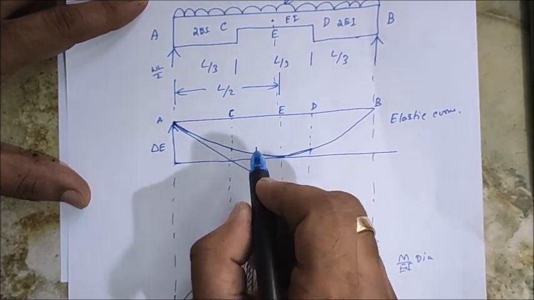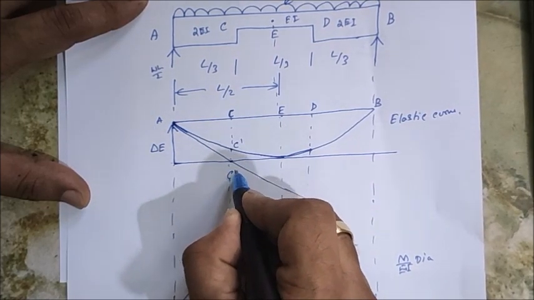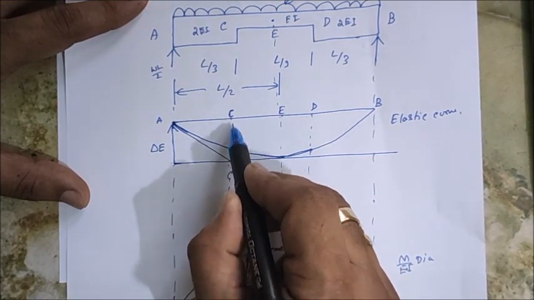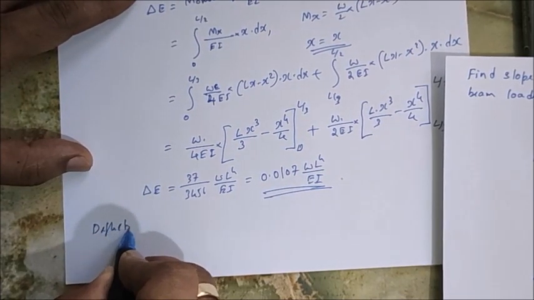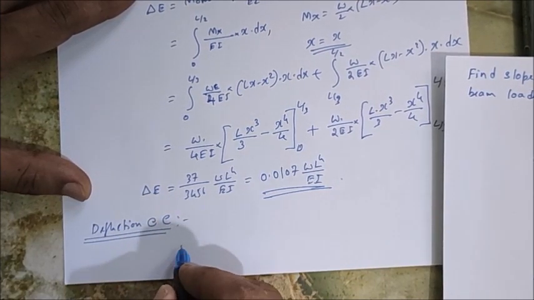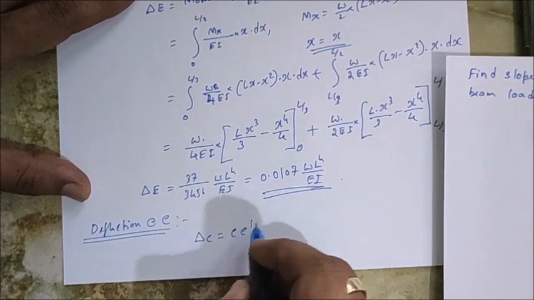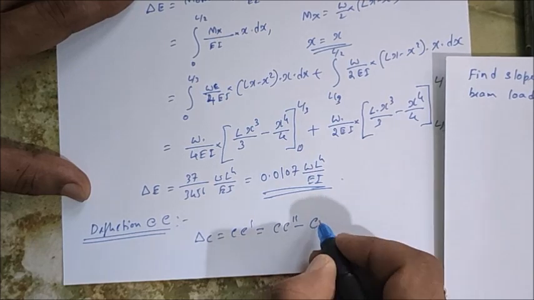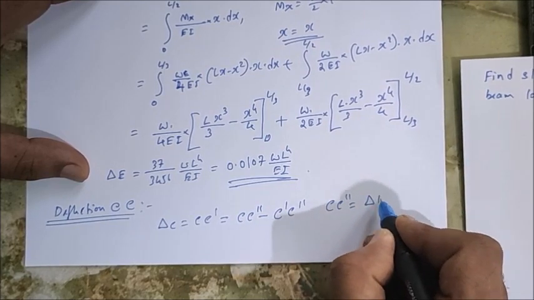So the concept is the same. We need two reference points, C and E. So C dash, C double dash. Then what will happen? Moment of M by EI diagram about C gives delta C. What is delta C? Now write down the deflection at C. Deflection at C, delta C is equal to C dash C double dash minus C dash C double dash. What is C double dash or C dash? It is equal to delta E, which you have calculated.